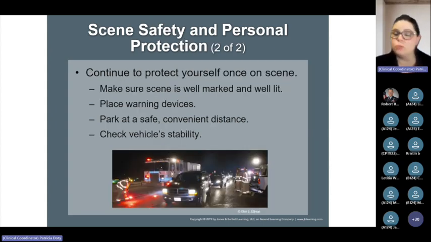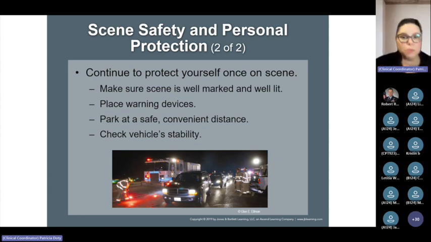Continue to protect yourself once you're on scene. So what does this mean? Well, we want it to be well-marked and well-lit. Not always the case, especially in the middle of the ditches, in the middle of the night. Okay, I understand, but we're going to try our best, right? So we're going to turn on the scene lights. We're going to get out flashlights. We're going to do the things that we can to protect ourselves, right? Okay, place warning devices if that's applicable. Park at a safe, convenient distance.